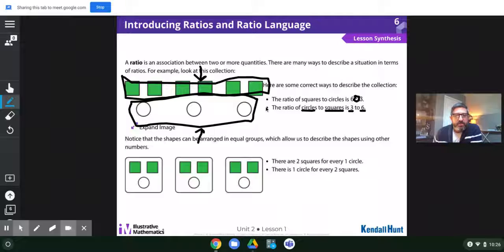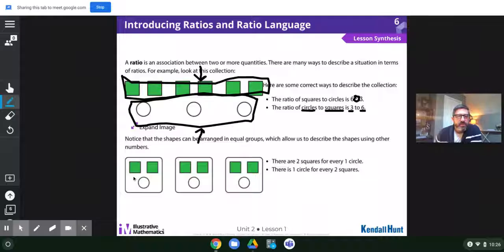So if we're looking back here at the second sentence again about the ratio of circles to squares, we know we have 3 circles. So that has to go in the first blank. And we know that we have 6 squares, and that has to go in the second blank. So the ratio of circles to squares is 3:6. So lastly, we can group these shapes into equal groups. So we split the squares up into 3 groups of 2, and we split the circles up into 3 groups of 1.